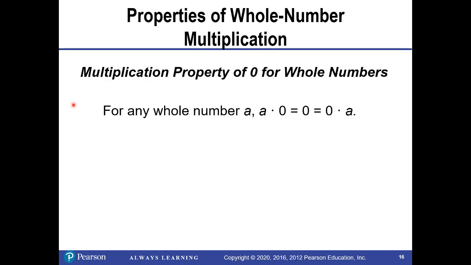And we have what your book calls the multiplication property of 0. Other books call it the 0 property or use other terms for it. Any number times 0 is 0. 0 times any number is 0. So 7 times 0 is 0, which is the same as 0 times 7.